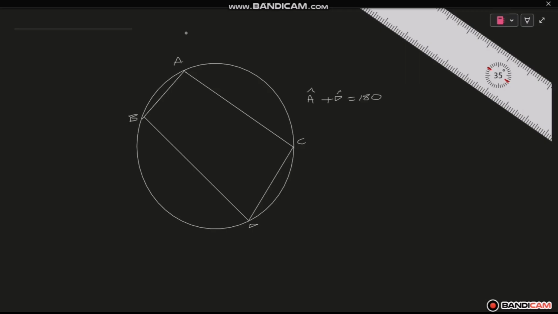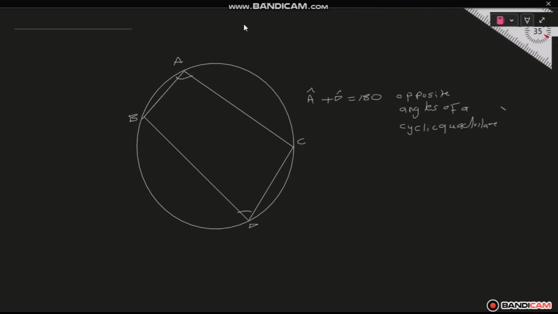So A plus D equals 180. Angle A, its opposite side is angle D. Then they're equal to 180. The reason is opposite angles of a cyclic quad or quadrilateral. Let me try to move the ruler. Cyclic quadrilateral. That's the reason. So when you add A and D, they must give you 180.